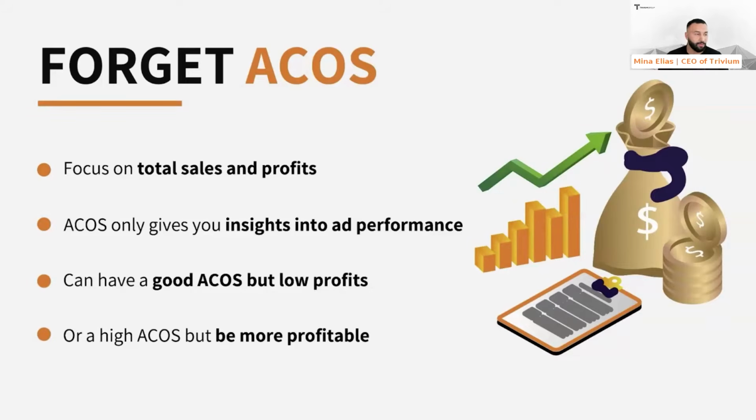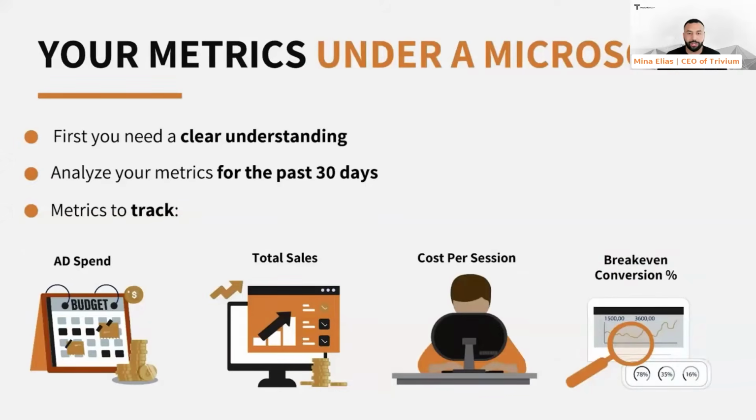And then I realized, why am I even looking at ACOS? Why am I even looking at TACOS, right? I should just be looking at the number that actually matters to me, which is my bottom line in profit. Put your metrics under a microscope.